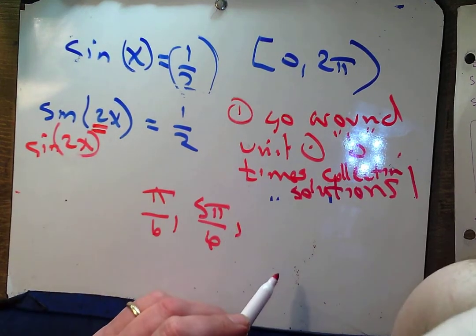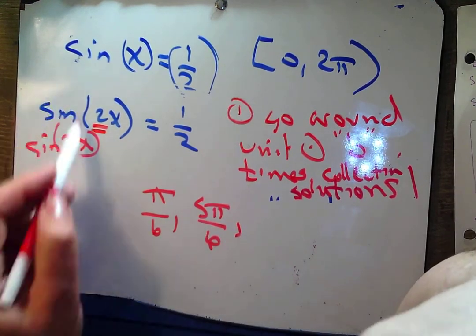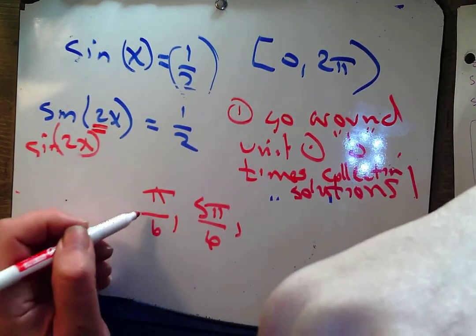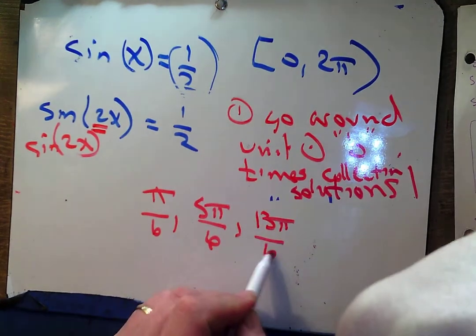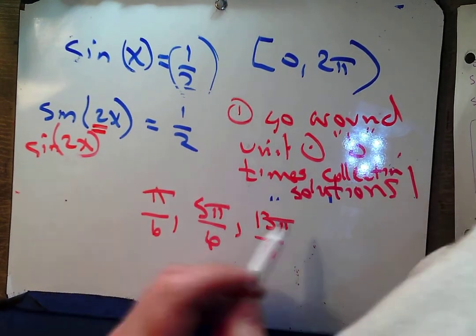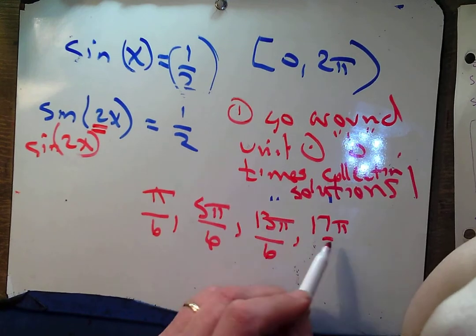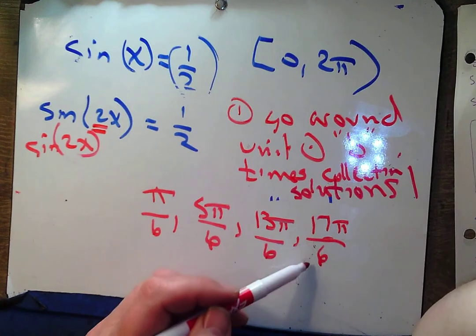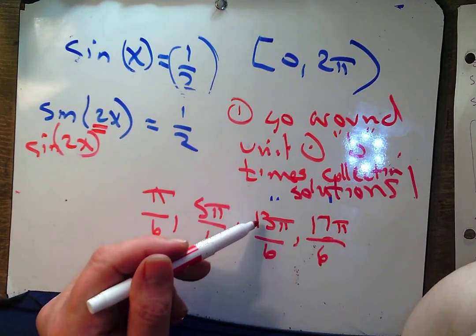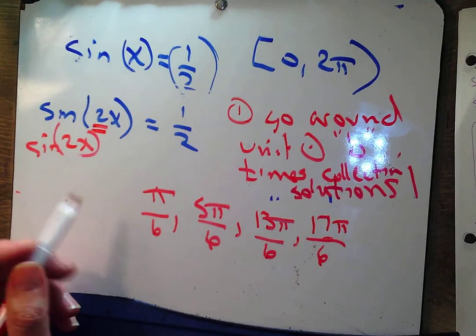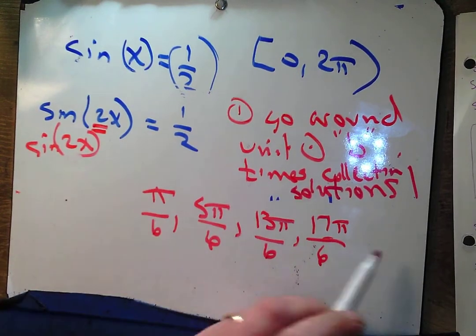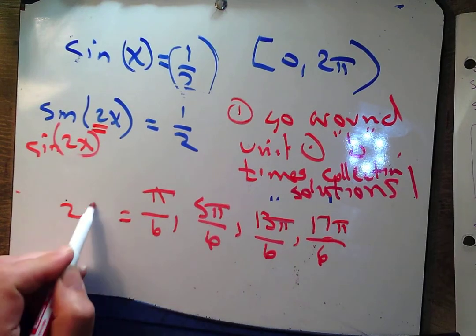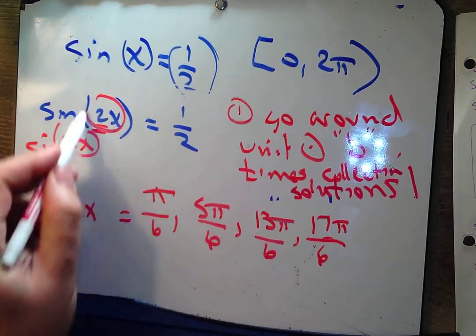And then the second time we go around, well, remember the period for sine is 2 pi. So I'm going to have to add 2 pi to this. Okay, add 2 pi to this, I get 13 pi over 6. And I've got to add 2 pi to this, which gives me 17 pi over 6. And I agree with you, this is way bigger than 2 pi. 2 pi is smaller than this one. So what's happening? Well, what we've just done here by going around the unit circle twice, that's what 2x is equal to. Solving for that.